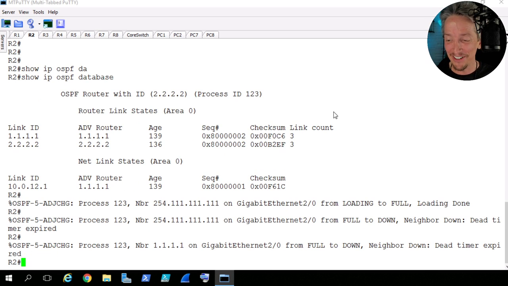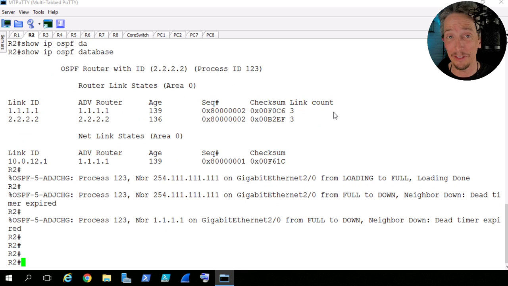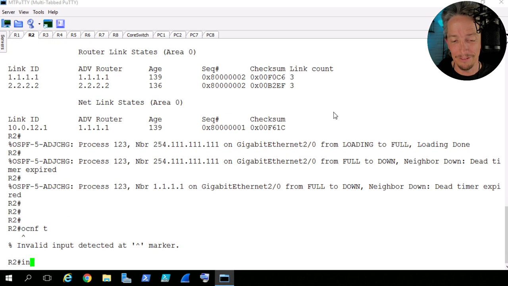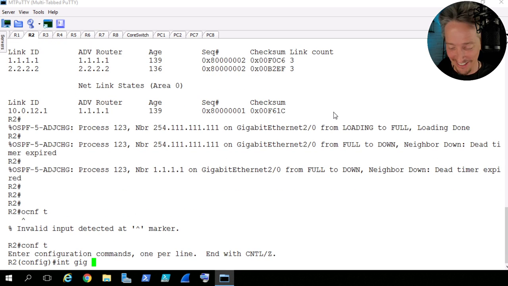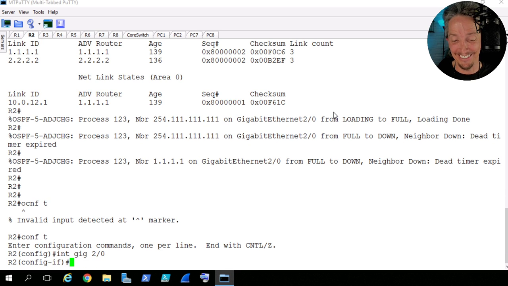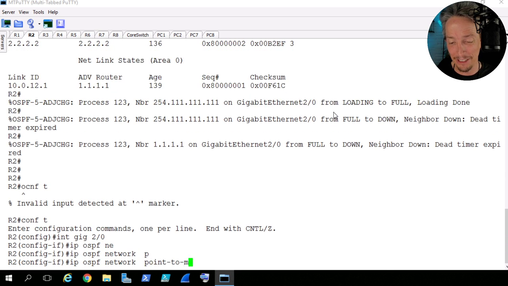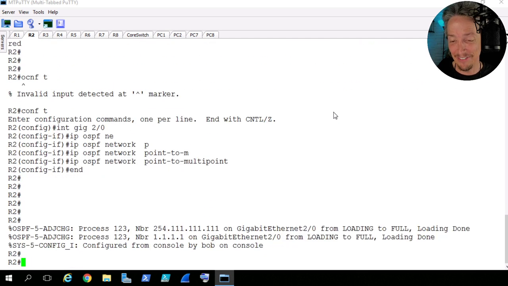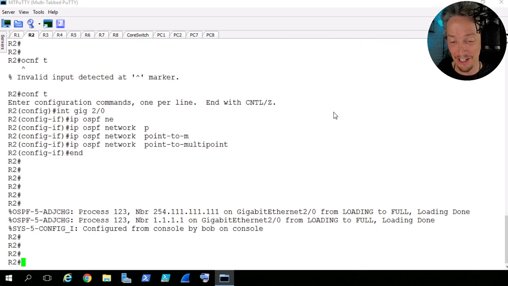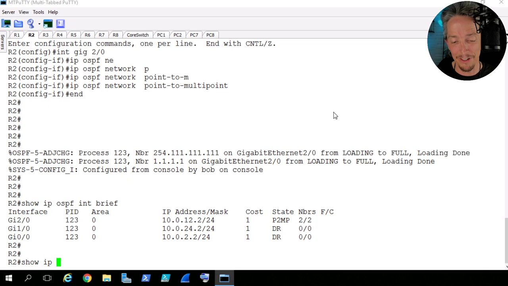So here on router 2, we just lost R1 because we don't agree regarding DRs and BDRs, and the timers are all wackadoodle because the timers on Ethernet are different than the timers for point to multipoint. So we'll go to interface gig 2.0, and we'll do an IP OSPF network type point to multipoint. And this is going to be quick too. Boom. Fully adjacent with R1, fully adjacent with the multilayer switch. Show IP OSPF interface brief, and show IP OSPF neighbors.